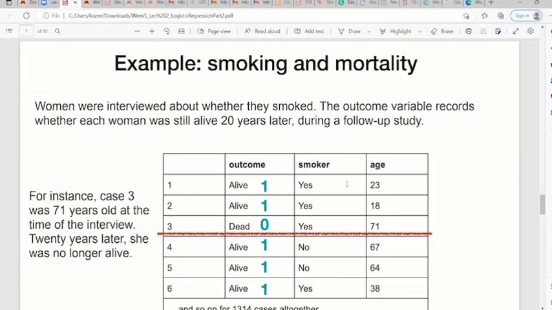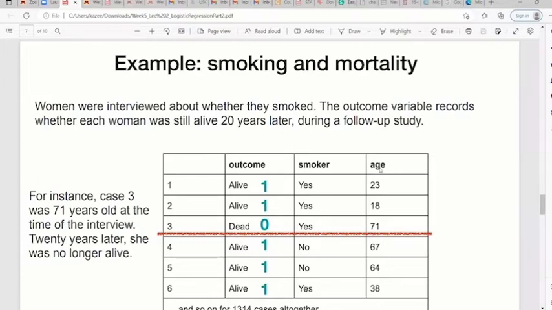They also took their age into consideration. Don't forget, it's not only smoking that could bring about death or being alive. Age is also a very crucial variable.